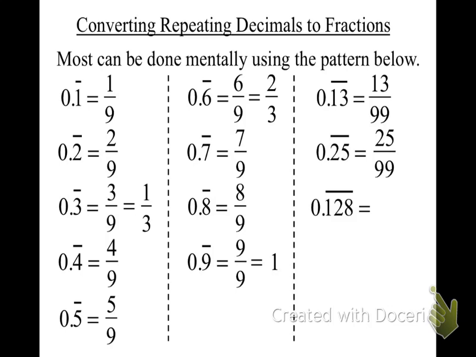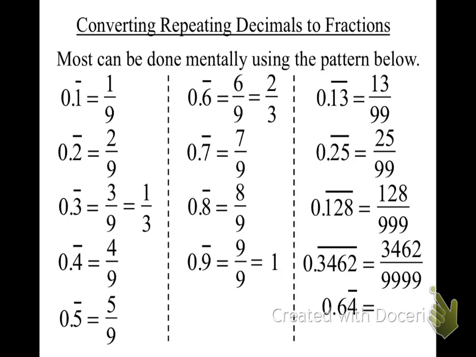3 digits repeated, over 3 9s. And if 4 digits repeated, it goes over 4 9s. If you only have 1 out of 2 numbers repeated, you get to skip that tonight because that involves a whole lot of math, and that will take more than just right now to do it. All right, and that's the lesson for today.